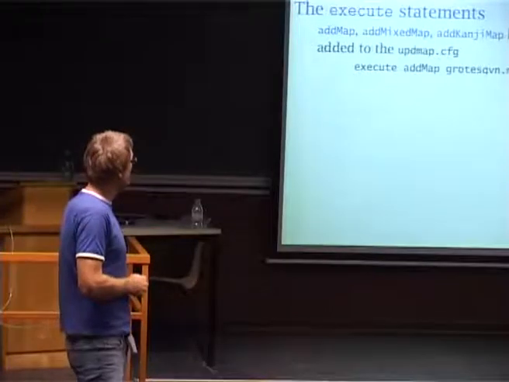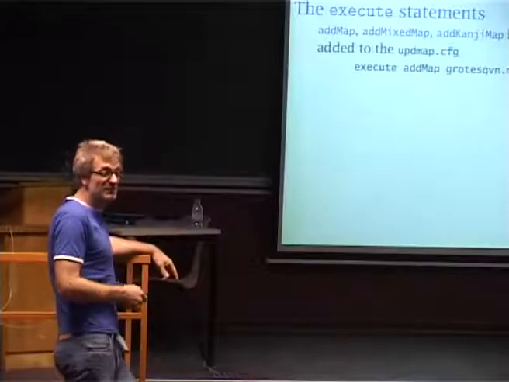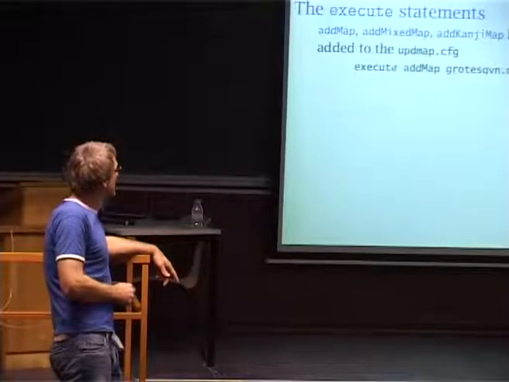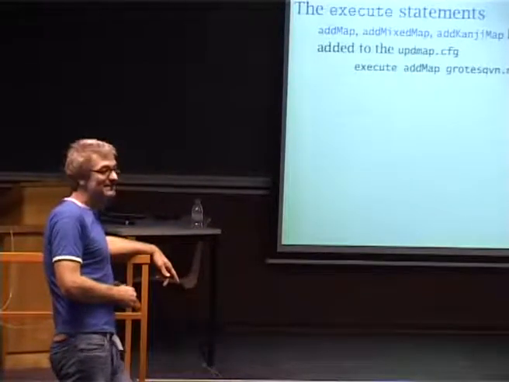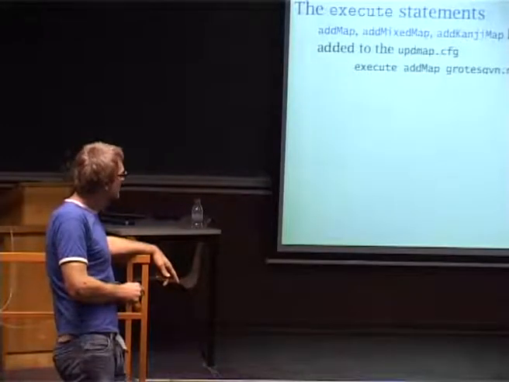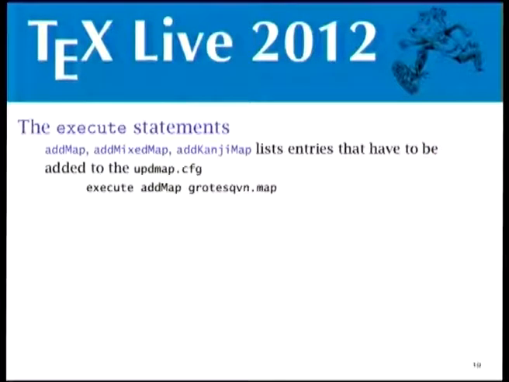The ones are add map, add mixed map, and add kanji map. That's simple. In this update map config file, there can be either a statement map, mixed map, or kanji map. So the typical line is this one. It means you should add a map line to your updmap.cfg file. And when you remove this package, you should remove this map line again. Mixed map and kanji map are different. Kanji map is for Japanese.